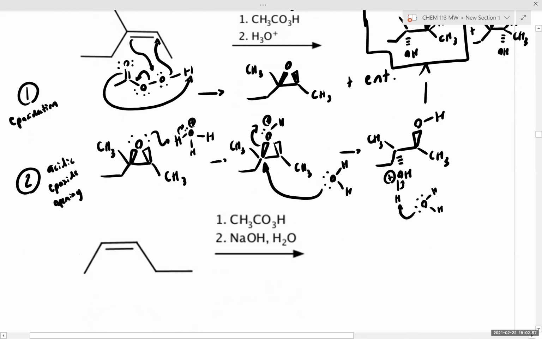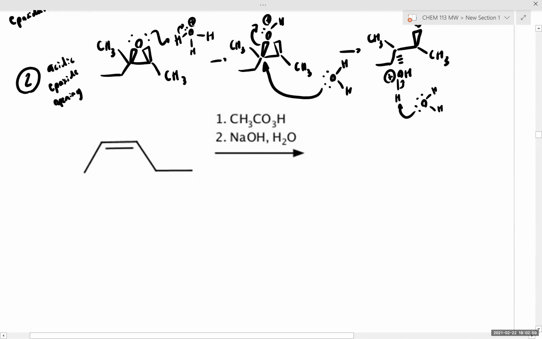Okay, so now we're going to do another example. And this time we're looking at another alkene geometry. I'm going to show the first step. We should all know what's happening in the first step, right? What's happening in the first step? Just like before, we're treating this alkene with a peroxy acid. So what's happening in our first step? Epoxidation, yep.